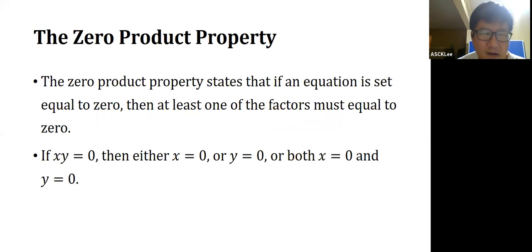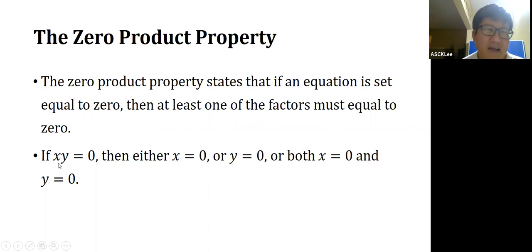Now for solving by factoring, there's something that we use that you ought to know, and that is the zero product rule, or the zero product property. Depending on the book that you're using, or the person teaching, sometimes it's called the zero product property and sometimes the zero product rule, but they both refer to the same thing. The zero product property states that if an equation is equal to 0, then at least one of the factors must be equal to 0.